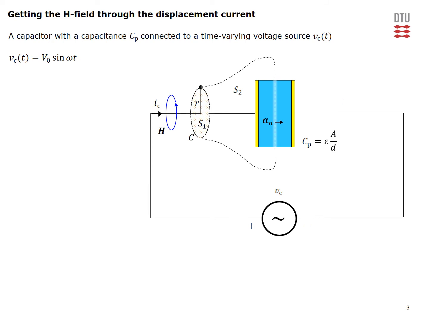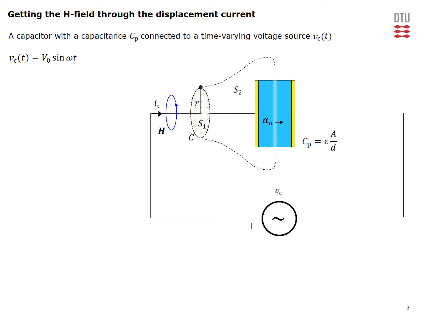So this is the configuration now that we are considering in order to determine the magnetic field through the displacement current. In this case, the relevant surface that we are considering is this surface S2, and whatever current flows through this surface will then be related to the circulation of the magnetic field intensity along this path C, which is bounding this surface S2 in this particular case.